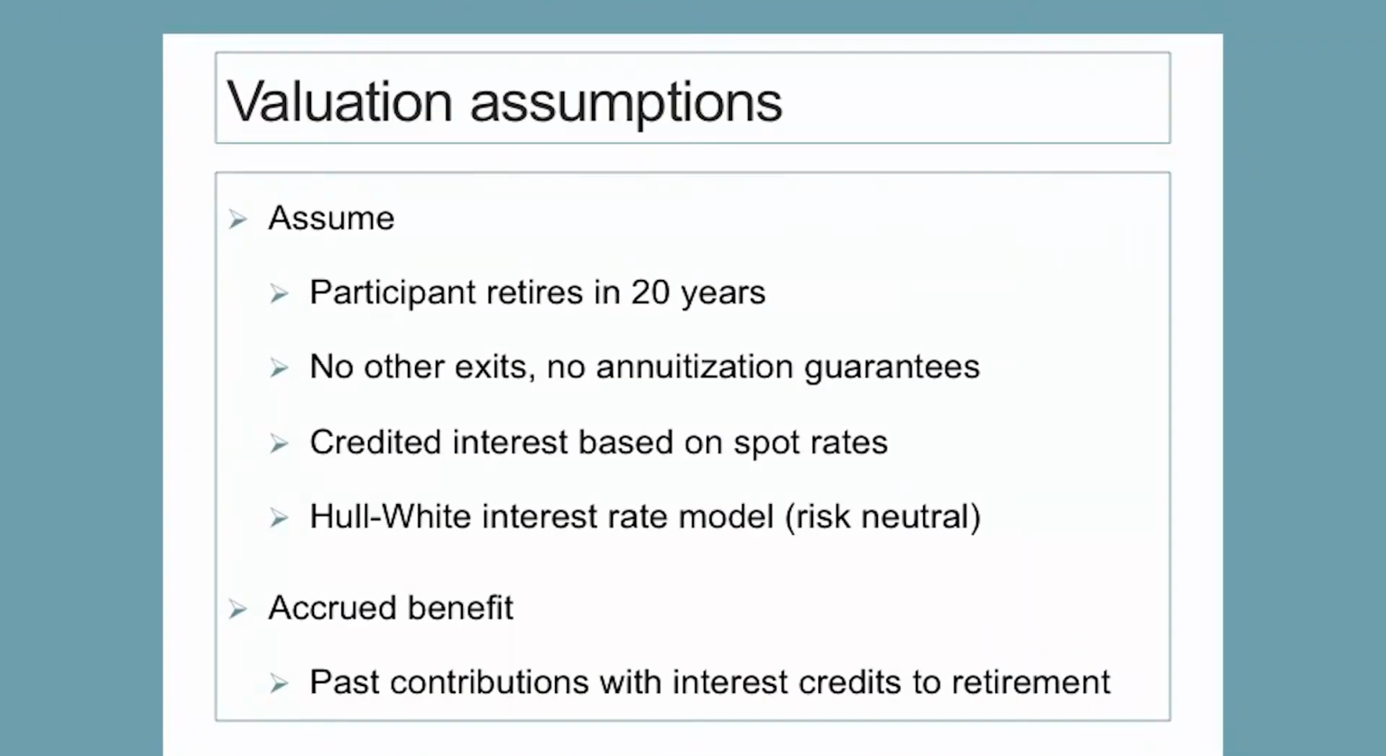So we're going to assume we have a participant. We're valuing the liability for a single participant who retires in 20 years. We're not going to take into consideration any other exits or the cost of annuitization. We're going to look at the costs where the credited interest is based on spot rates, not on par yields, but the difference is very small. We're using an arbitrage-free model because that's what gives us a market value. And the one we're using is a Hull-White interest rate model, which is commonly used for this kind of calculation.